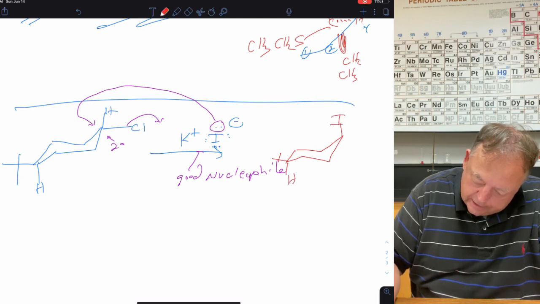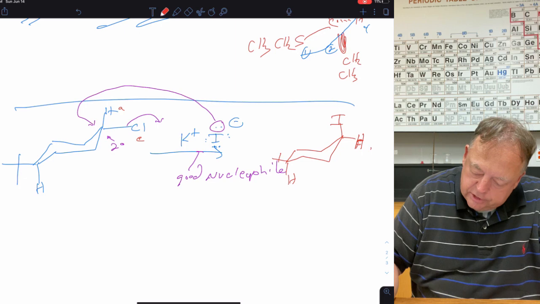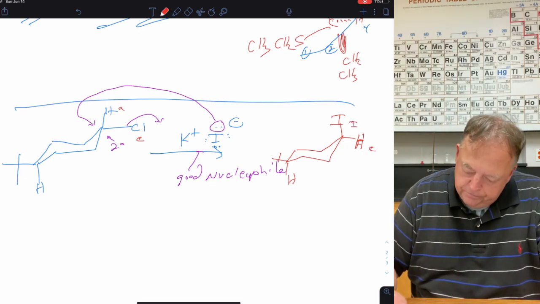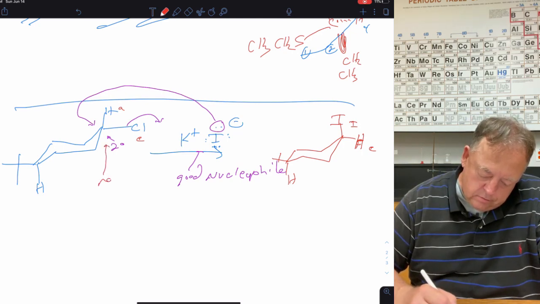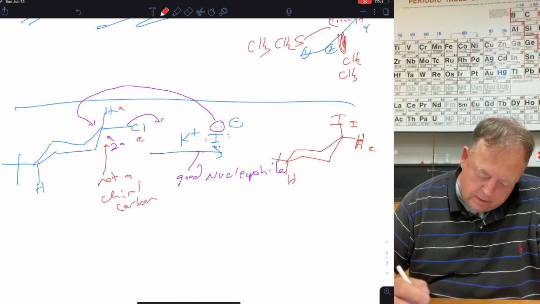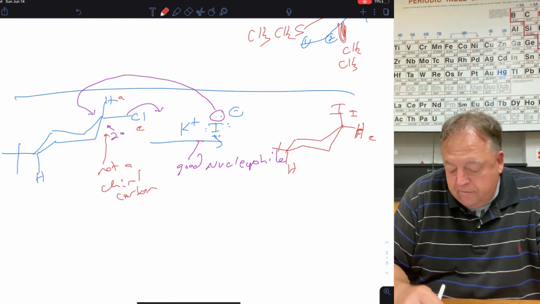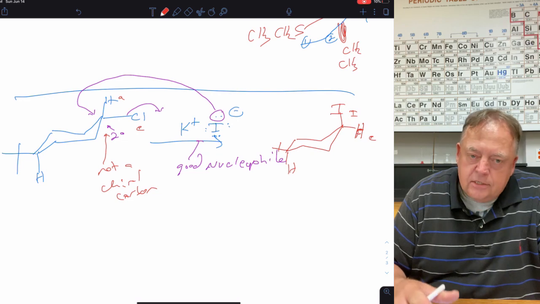So now iodine is there, and hydrogen. Chlorine started equatorial, and the hydrogen started axial. And now the hydrogen is equatorial, and the nucleophile has to be axial. So this is not a chiral carbon, right? But you always get inversion wherever the nucleophile attacks in an SN2 reaction.